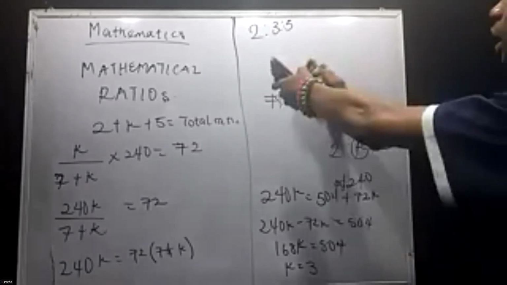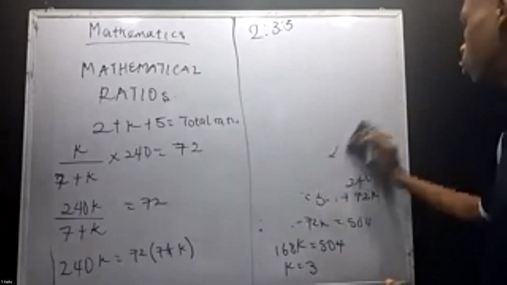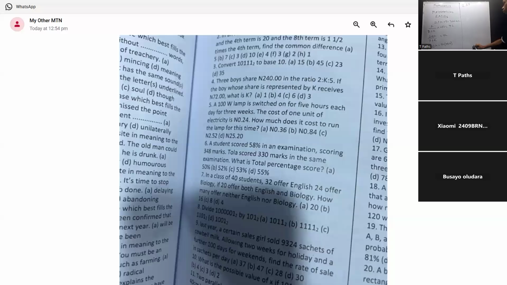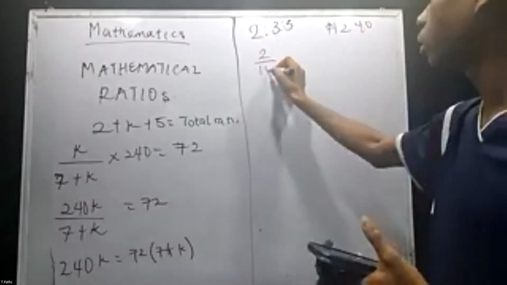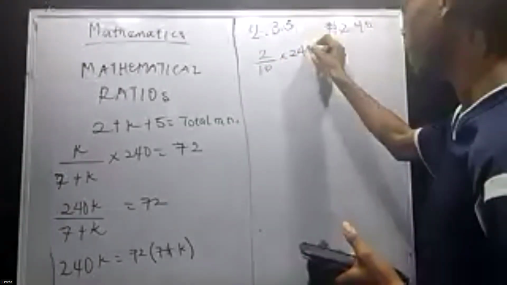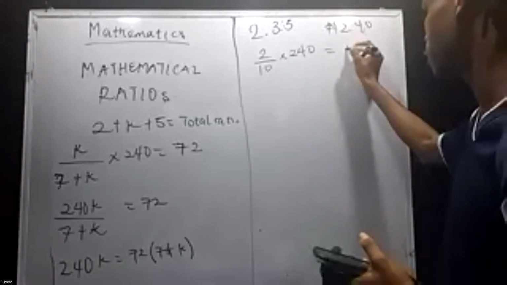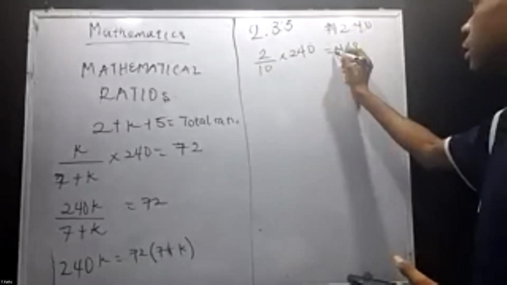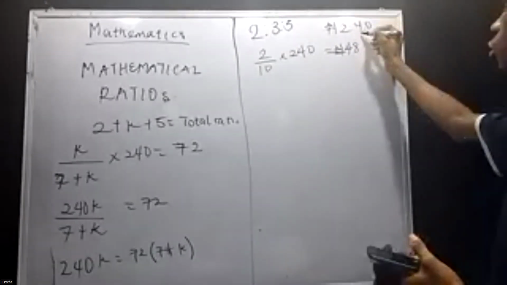So I've written this out: 2 ratio 3 ratio 5. And then the amount shared is 240. All right, so I want to calculate the amount that the boy with a ratio of 2 got. So this is going to be 2 divided by 2 plus 3, 5, plus 5, 10, multiplied by 240. So here I'm going to have 24 times 2, which is 48 naira. So the guy with ratio 2 has a share of 48 naira from the total 240.